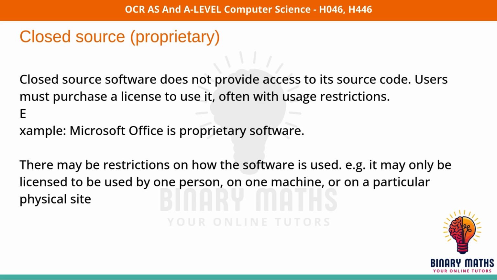Closed source software, also known as proprietary software, does not provide access to its source code. Users must purchase a license to use it, and there are often usage restrictions. An example of proprietary software is Microsoft Office. Unlike open source software, proprietary software is developed and maintained by a company or individual who retains exclusive control over its source code. This means that users cannot modify or distribute the software without permission. Proprietary software often comes with customer support and regular updates, but it can be more expensive and less flexible than open source alternatives.